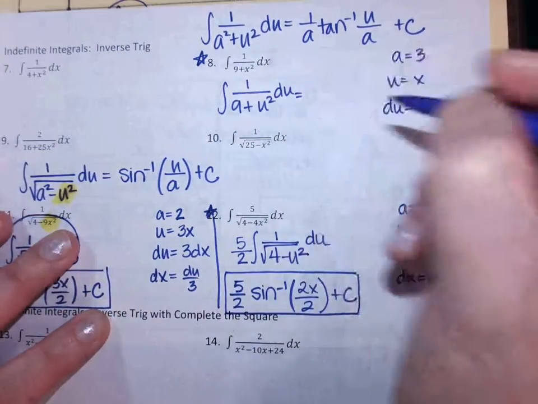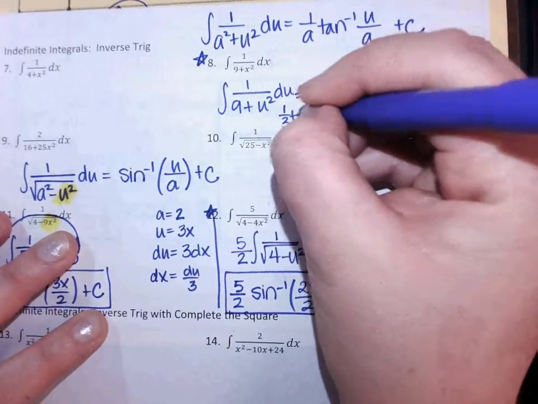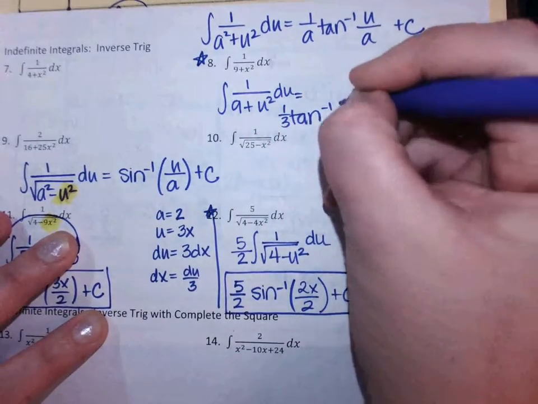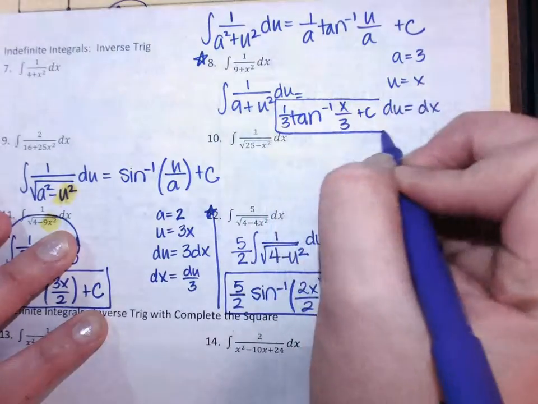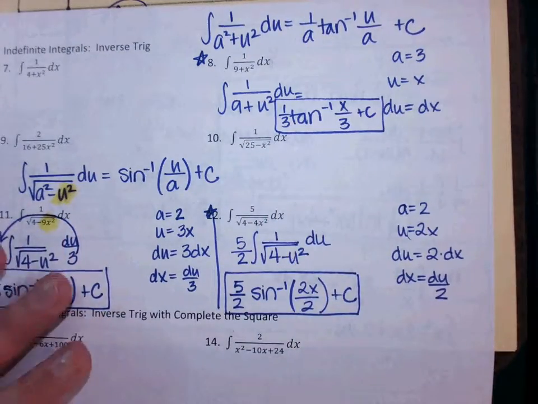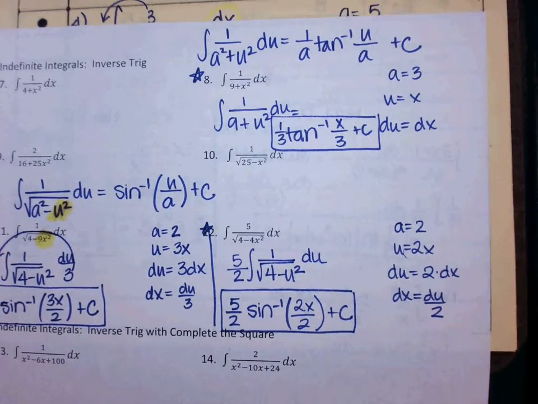Okay, answer should have been 1/3 inverse tan x over 3 plus c. How'd y'all do? Got it? Okay, and then remember, the funny thing is that inverse tan has that 1 over a. Sine doesn't have it, but they're just different formulas. Okay?